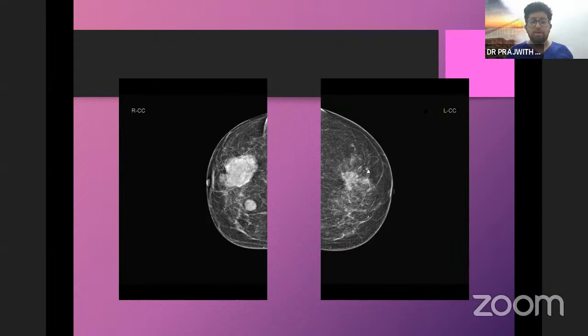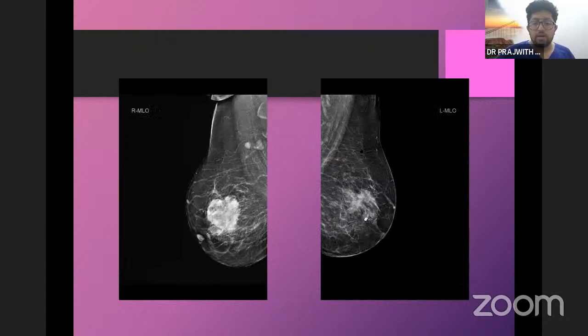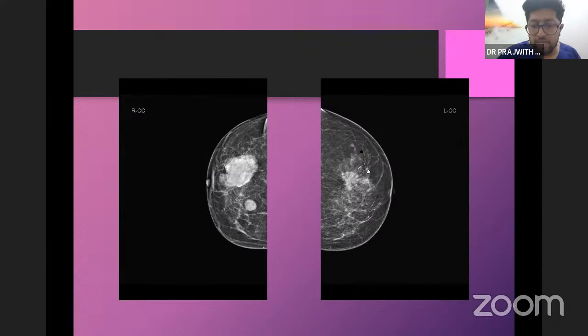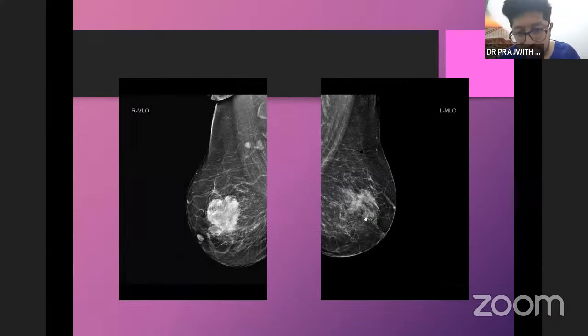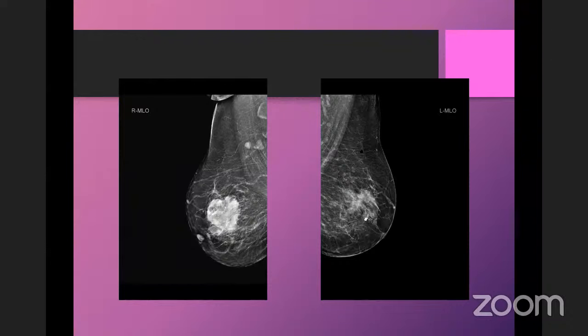Whenever you see this, you will see these lesions in the other view. Whenever you are seeing this, you also ask that I want to see a mediolateral oblique view. Just compare in this as well. So in mediolateral oblique view, right breast, it is having a small.